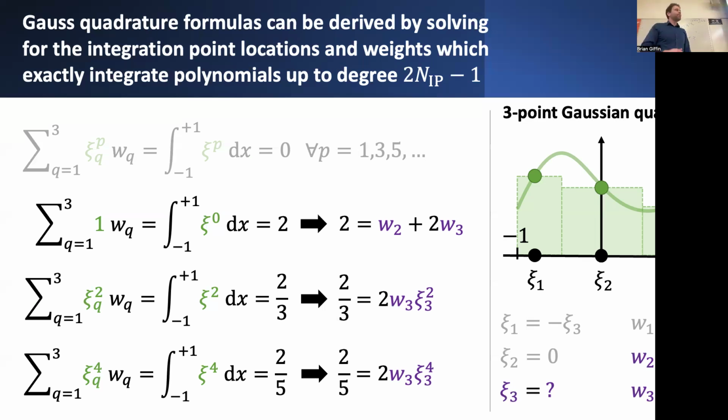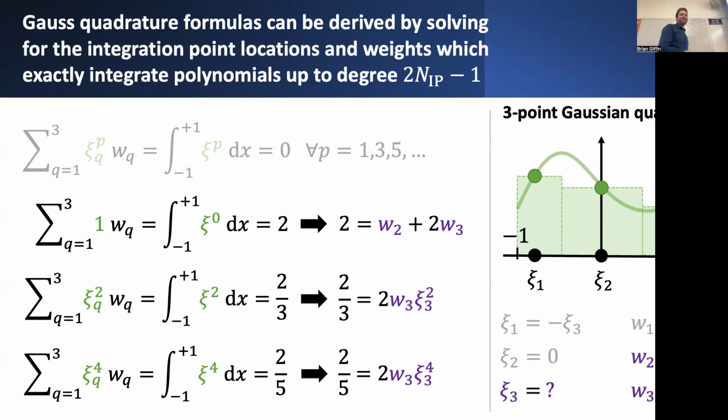And that should be true up to whatever polynomial order my quadrature rule needs to exactly integrate. So if I have this 3-point integration formula, then according to my rule, I should be capable of integrating up to polynomials of degree 5.